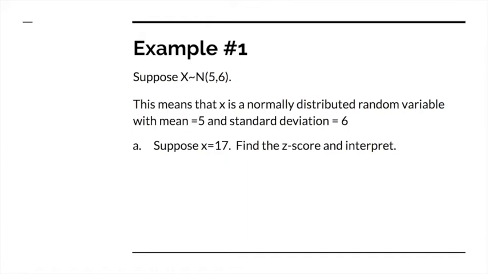So suppose that x is 17. x is a particular data value. We want to find the z-score, and then we want to interpret what it means. So we plug this into our z-score formula. Plug the 17 in for x, 5 goes into mu, 6 goes into sigma, and it gives us a z-score of 2. So that tells us that 17 is 2 standard deviations above the mean.